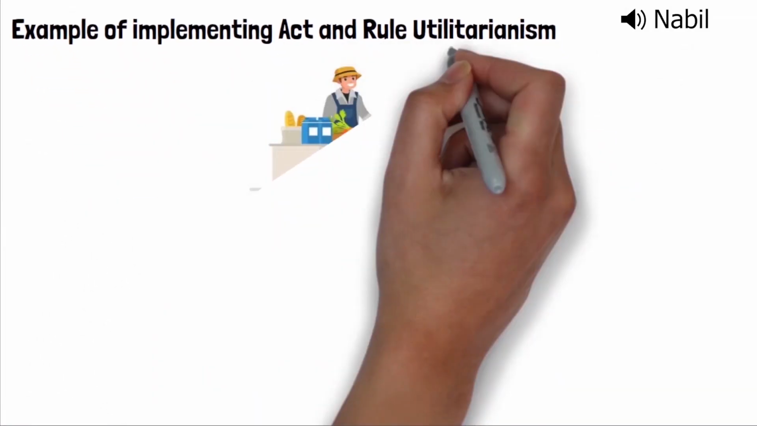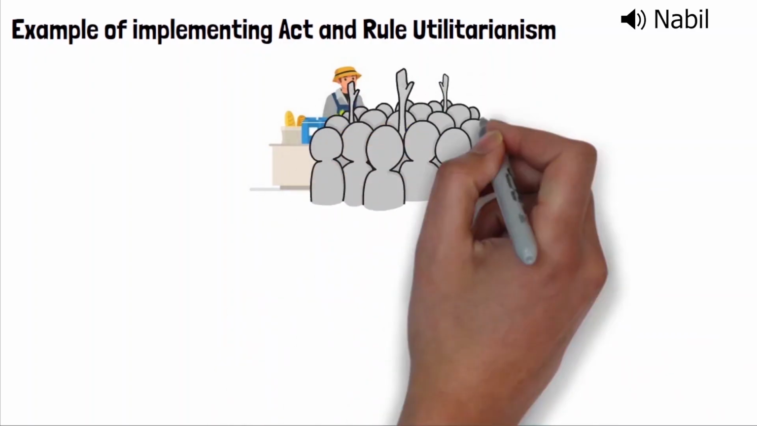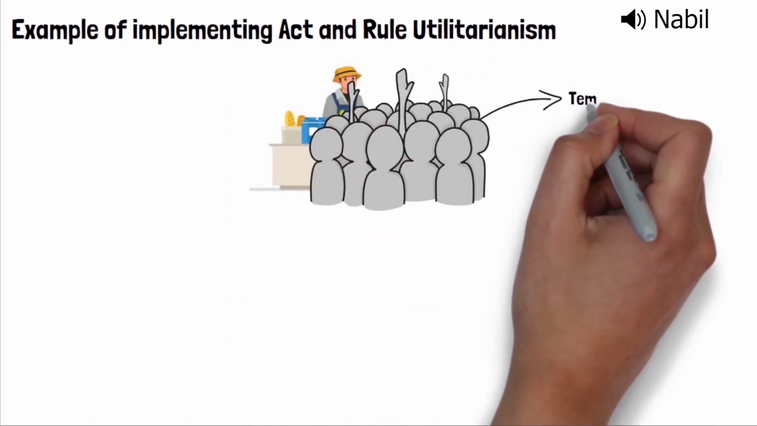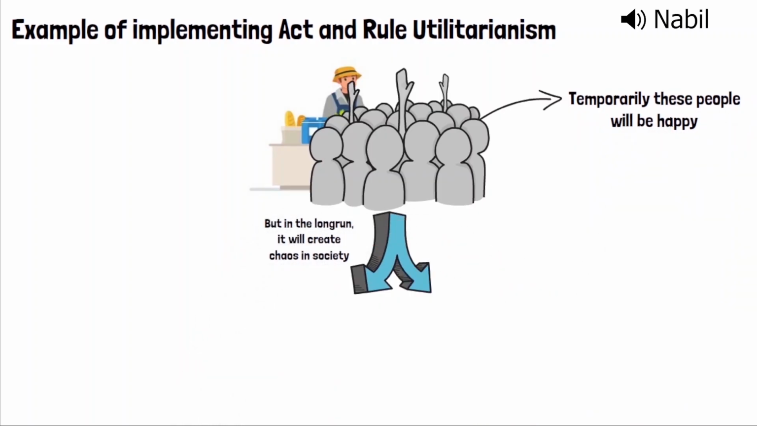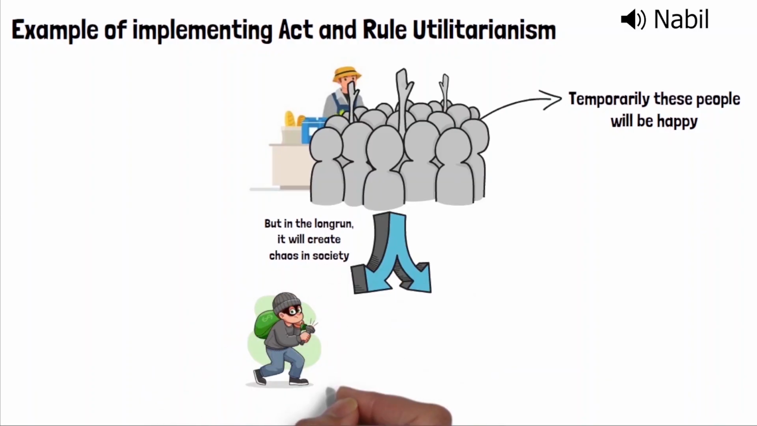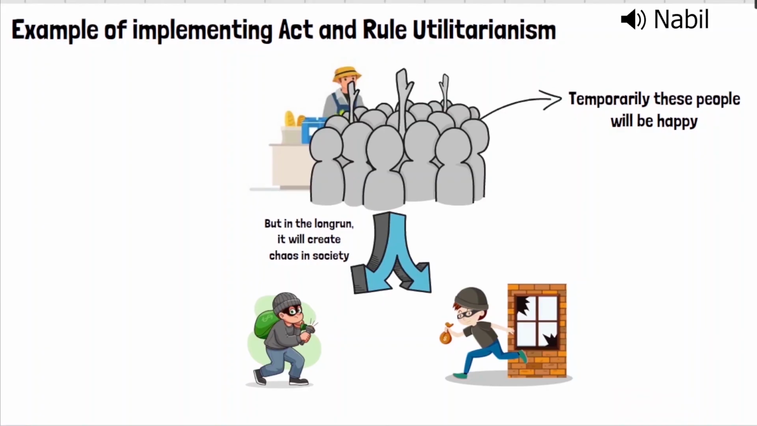Let us see an example scenario. If there is a famine in a society, people might be inclined to steal. Act utilitarianism would justify this action as it would lead to the most happiness for their family. But rule utilitarianism opposes this, as even if it leads to short-term satisfaction, if everyone starts stealing, it would lead to chaos in the society, and everyone would face a crisis.